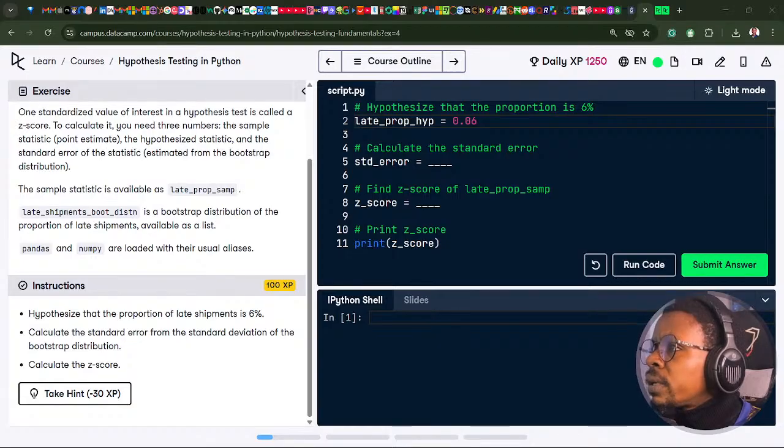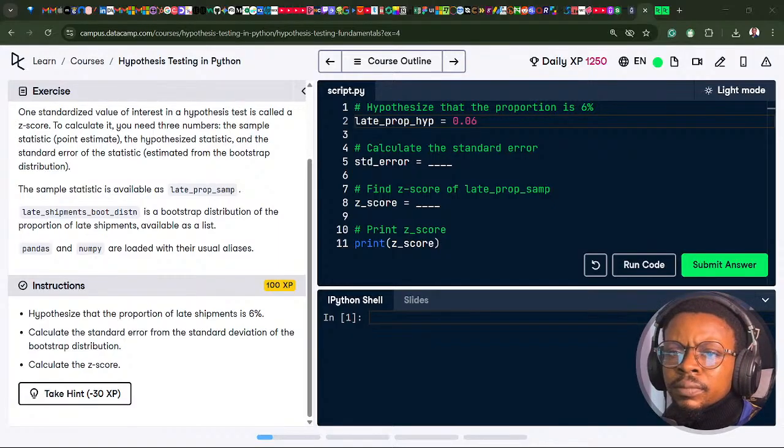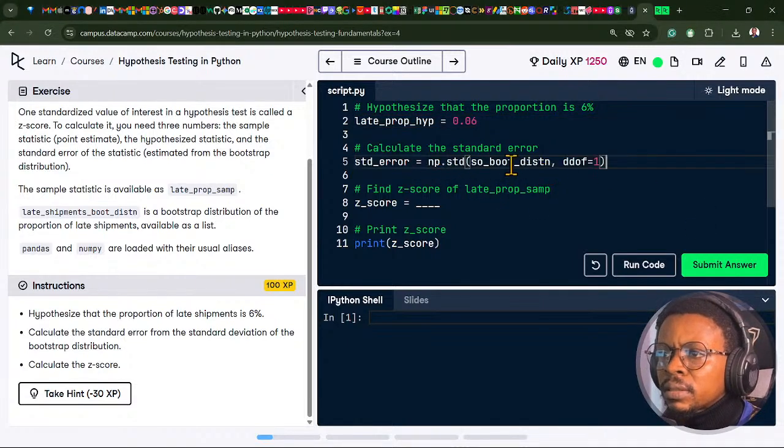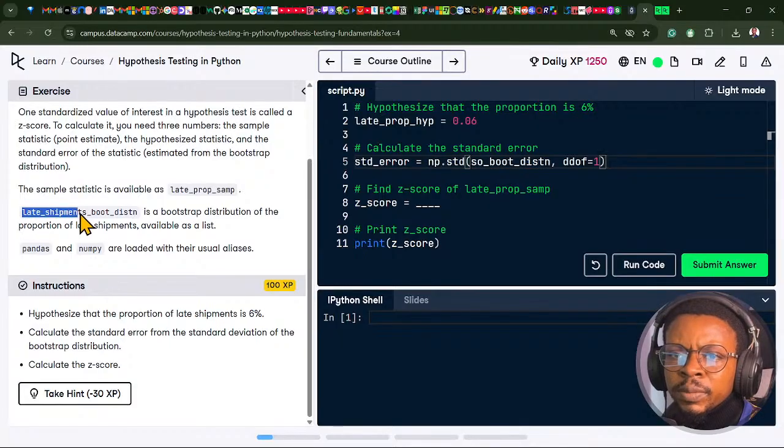So how do you calculate standard error? Standard error will now be np.std of the boot distribution, with ddof minus 1. Okay. Let's see how we calculate the standard error. Standard error will be calculated as this for our late shipment boot distribution.